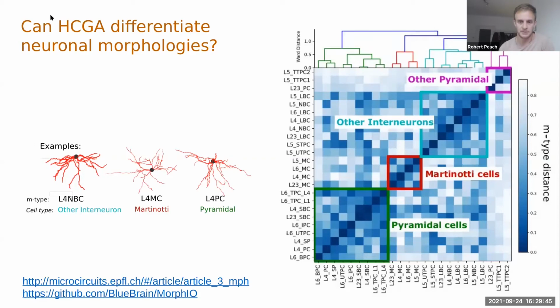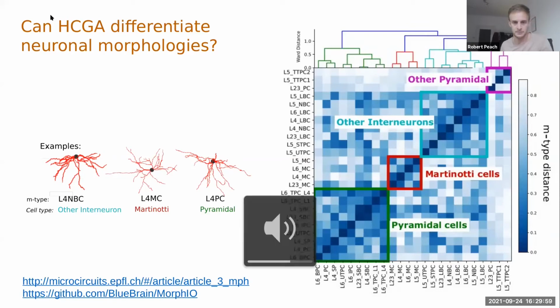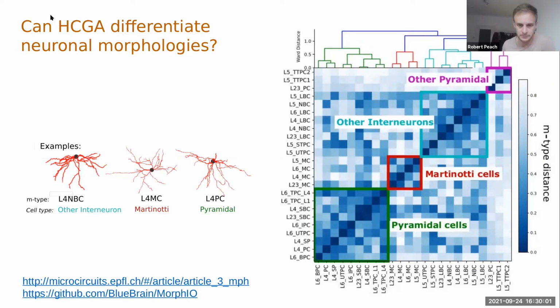And what we found, through hierarchical clustering, is that yes, we could identify these pyramidal cells, Martinotti cells, and other interneurons. The interesting bit is that we didn't use apical dendrites, only basals. So we can differentiate certain M types by only their basals, which are known to be fairly similar across M types. So it's interesting.